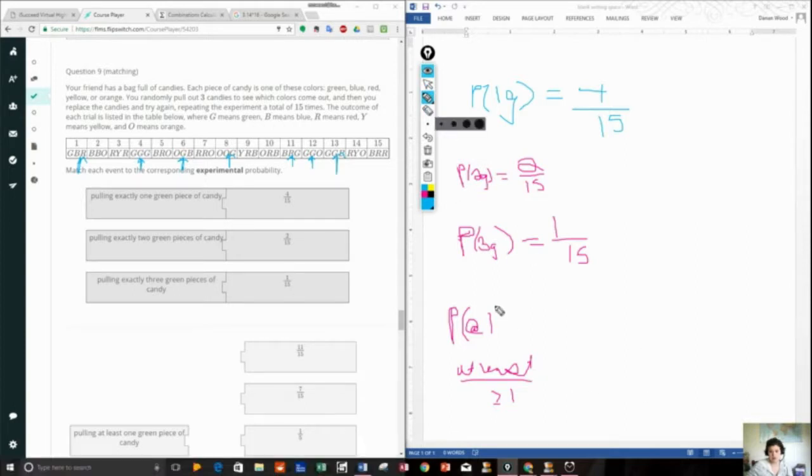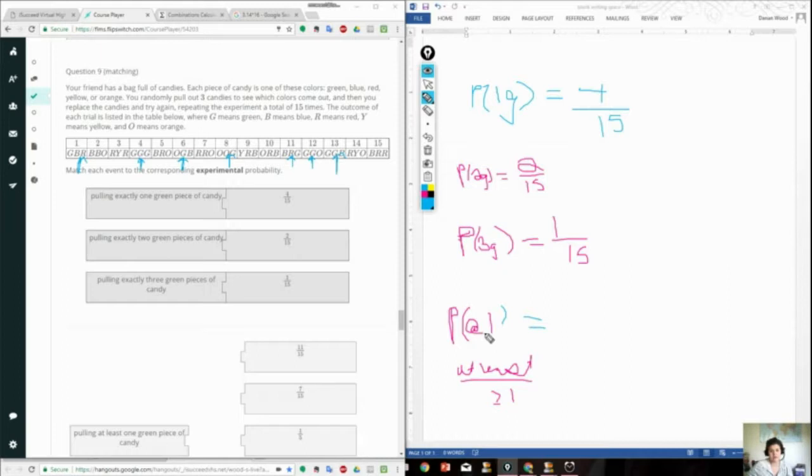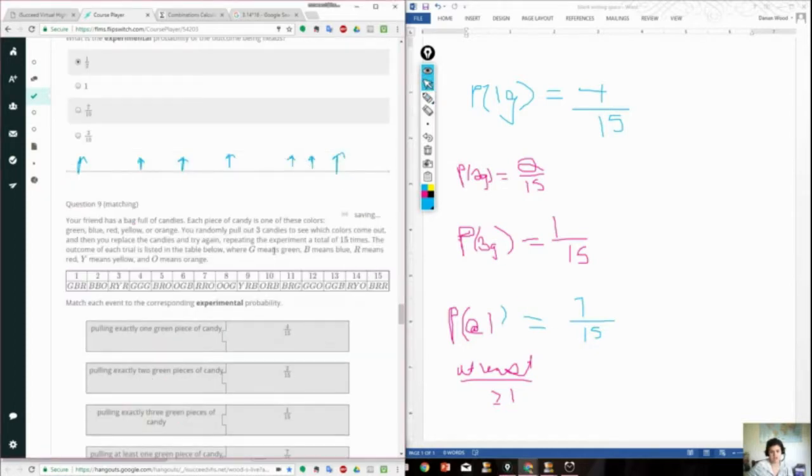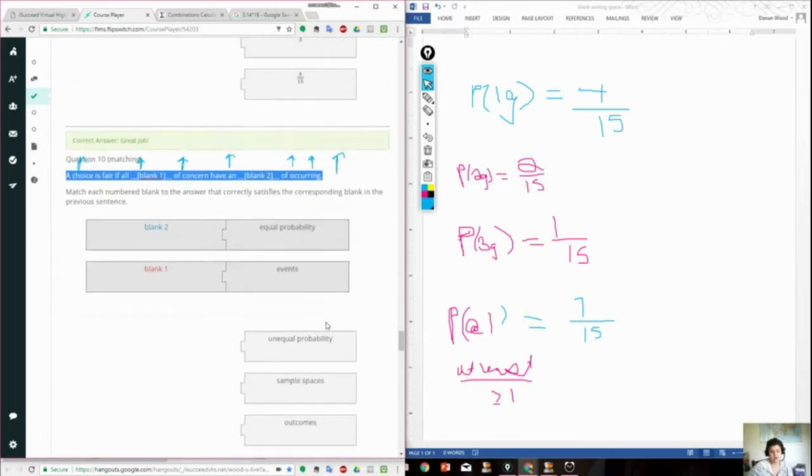So now we're going to come over here and copy. So the probability of having at least 1 green is going to happen 1, 2, 3, 4, 5, 6, 7 out of 15 times. So I'm looking for 7/15. Alright, and let's check that.